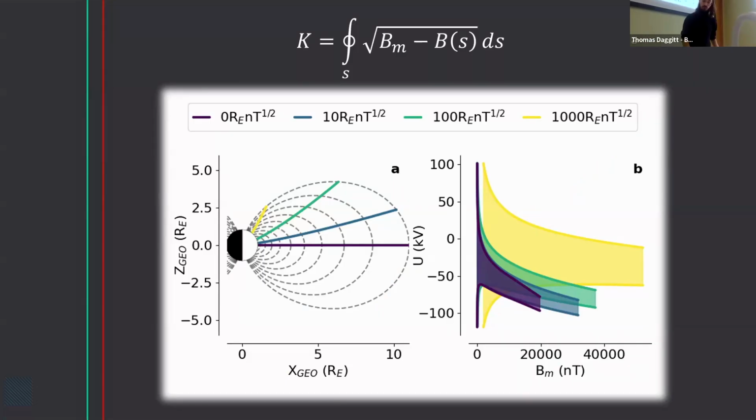We get dipole field lines in grey, and a few different constant K surfaces that go up with these sort of curved surfaces through space. And the point is that the mirror points of the particles will stay on these surfaces. If it starts on that surface, the mirror point will stay on that surface as it drifts around the Earth. So this is very important for translating from that UBK space back to real space and working out where your particles are in real space.